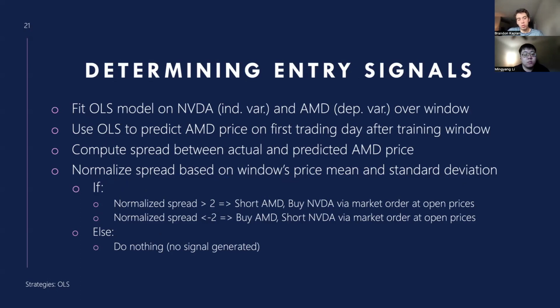Then once we fit our model, we call the model again and use its predict function to predict AMD's price on the first trading day after the training window by passing, as I mentioned earlier, NVIDIA's current trading price. Now we compute the spread between the actual and the predicted AMD price, and we normalize the spread based on the window's price mean and standard deviation.